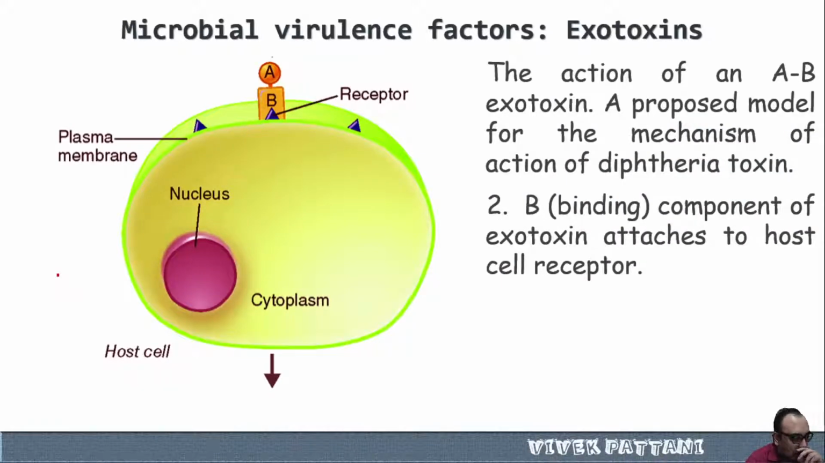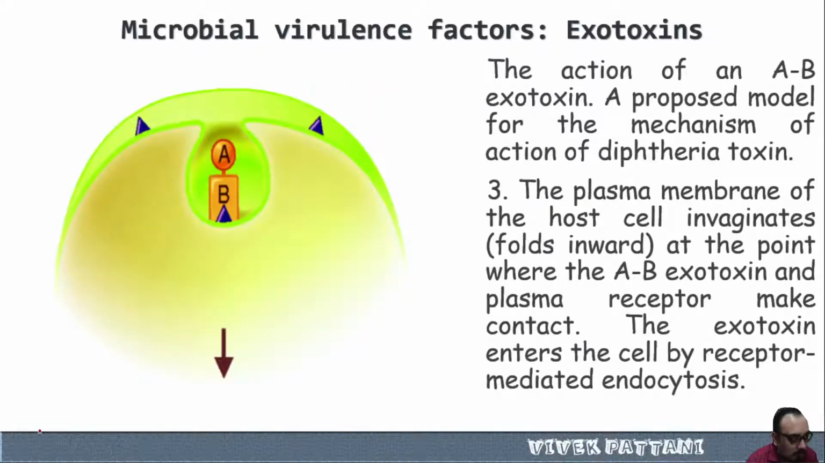Now comes the binding to a host cell receptor. This is a host cell where this exotoxin binds, where B, which is the binding component of the exotoxin, attaches to the host cell receptor, and its function is to bind to the host cell. Now what happens next?